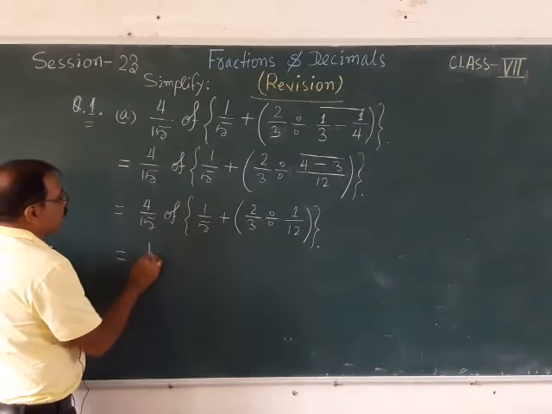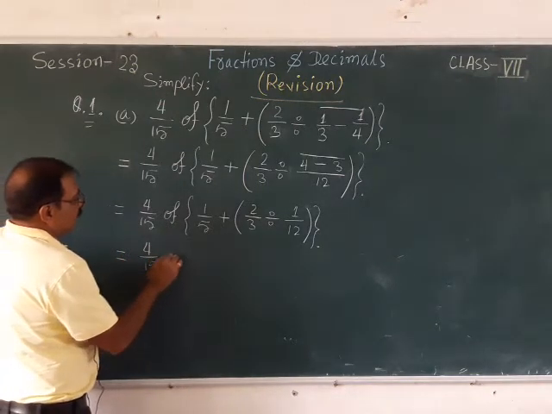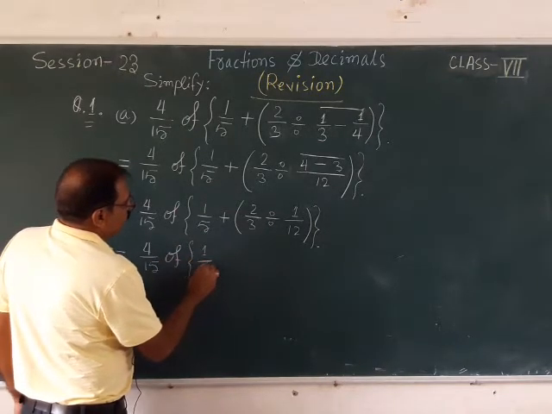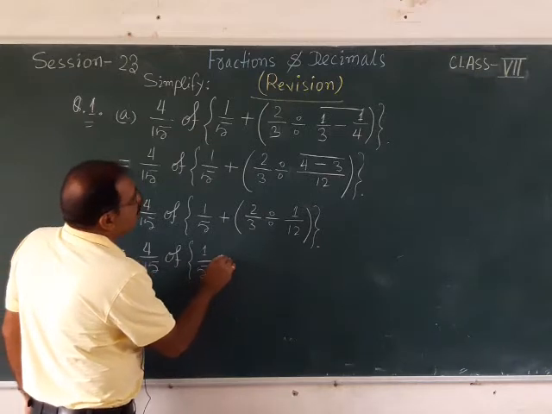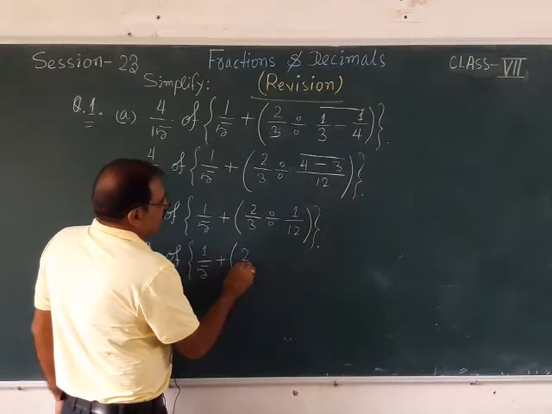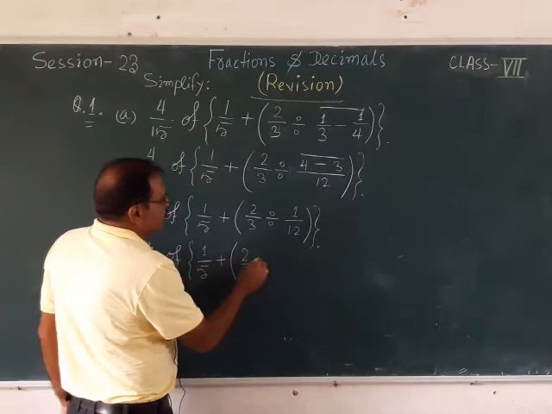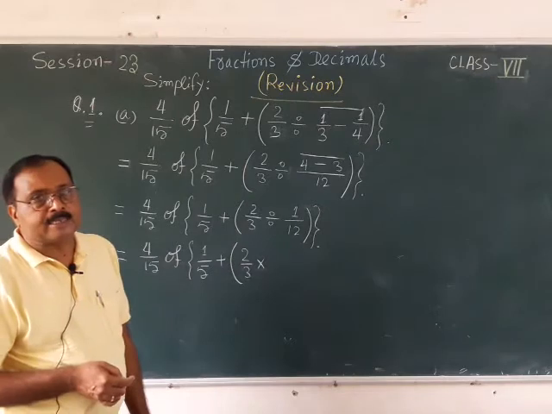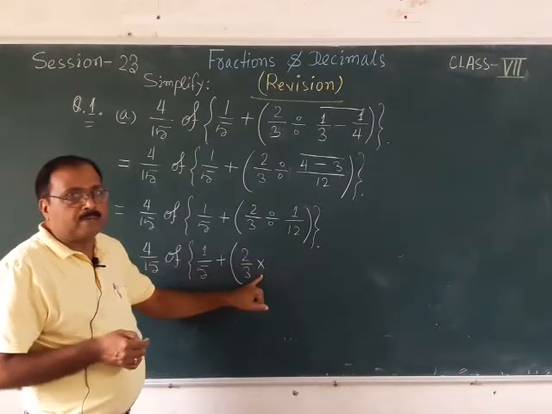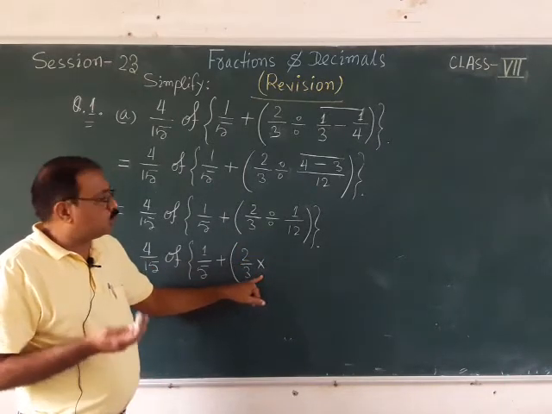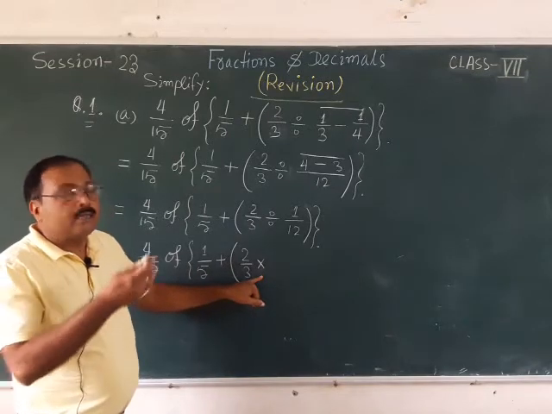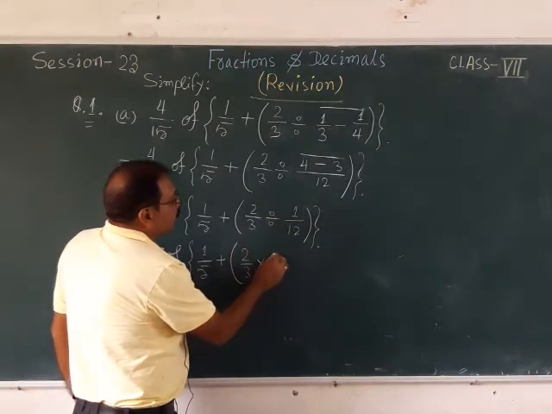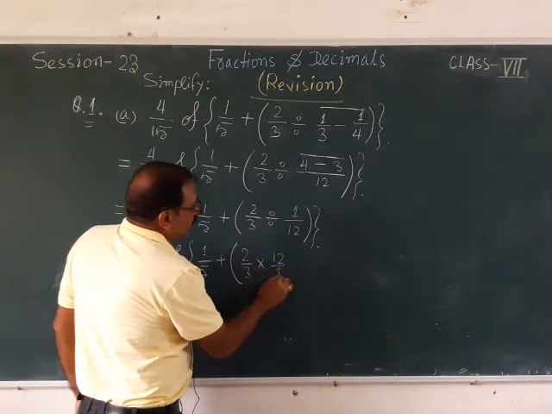Further I can write it 4 upon 15, then of, then this is the second bracket, I can write here 1 upon 5, then plus sign, and here in the first bracket 2 upon 3, and here the division sign will be changed into multiplication sign. Then after writing the multiplication sign, you need to write the reciprocal of the next fraction. So what will be the reciprocal of 1 upon 12? You know it will be 12 upon 1.